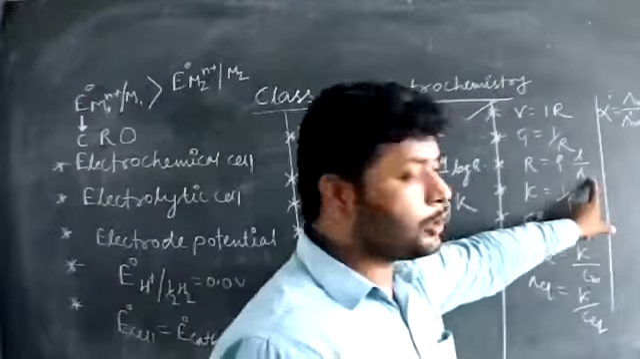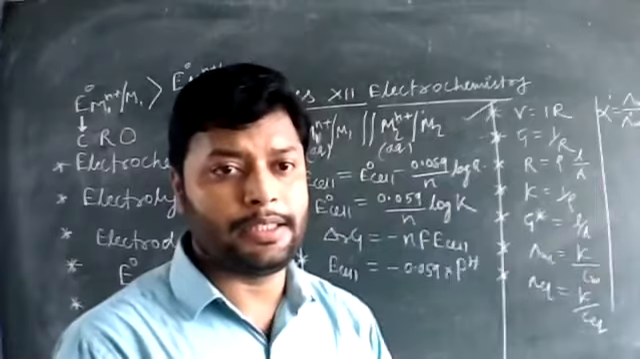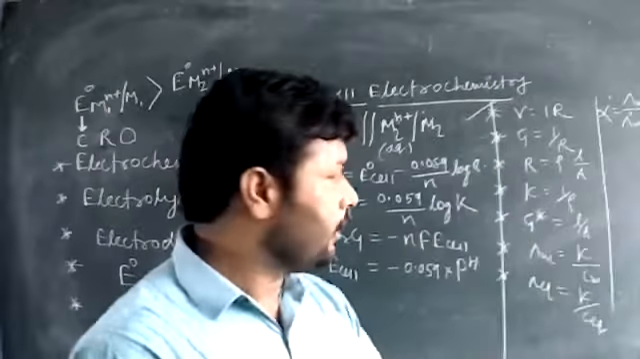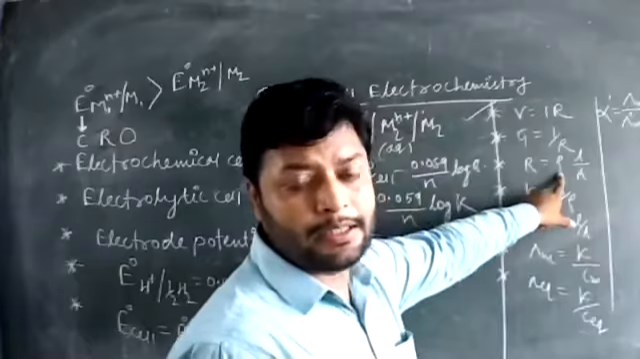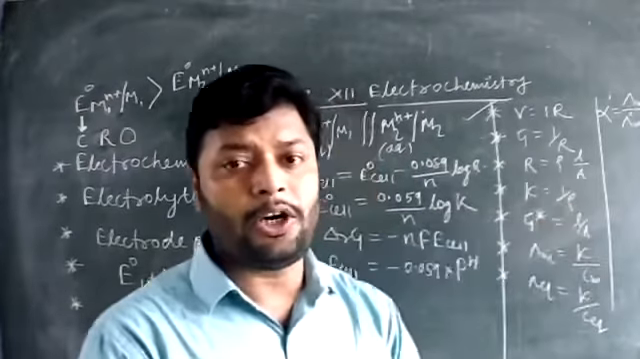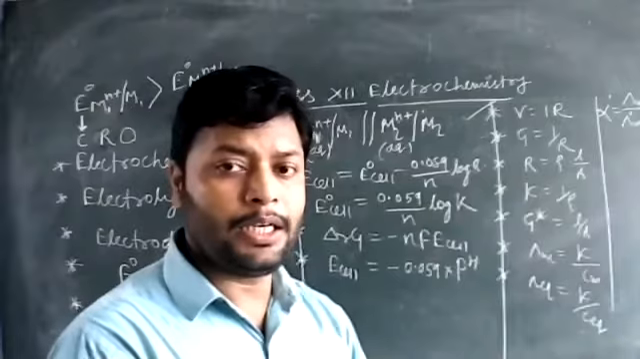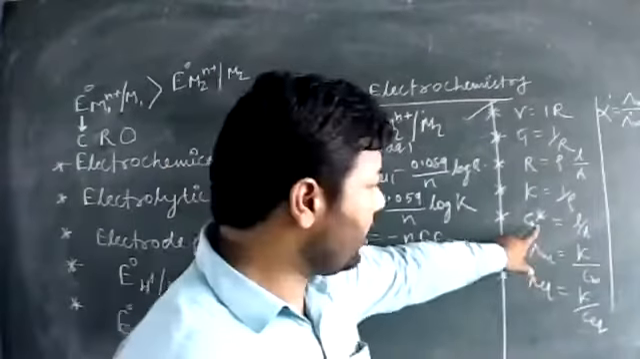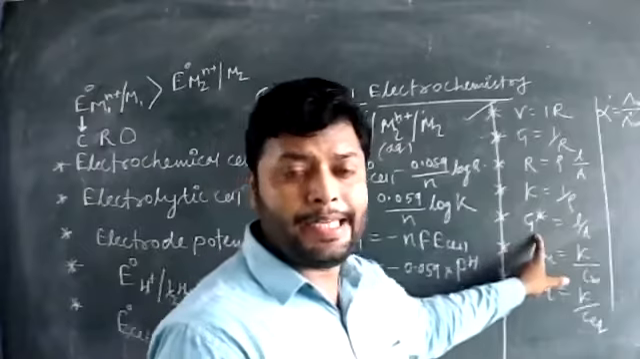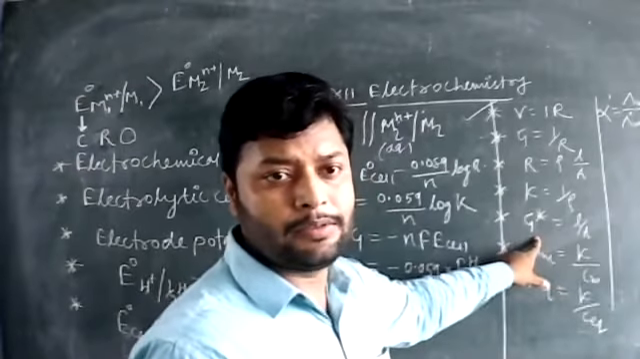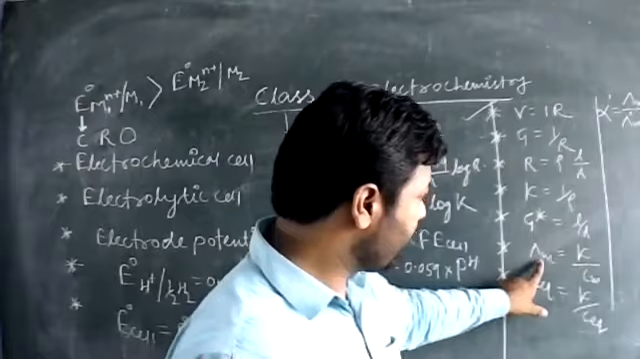L upon A is actually the cell constant. If we know the cell constant, then we can easily calculate resistivity, and the opposite of that is called conductivity, the reciprocal of resistivity. This is called the cell constant. For any given electrolytic cell, the cell constant will always be a constant.